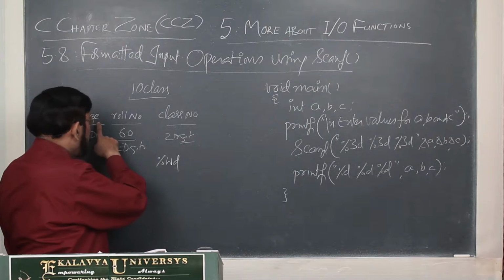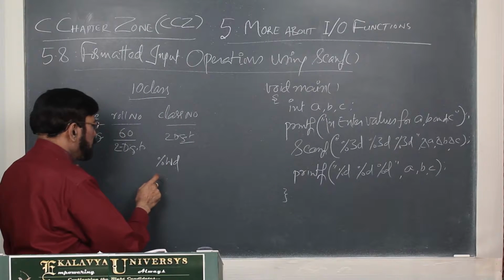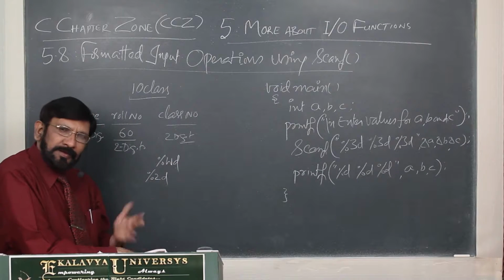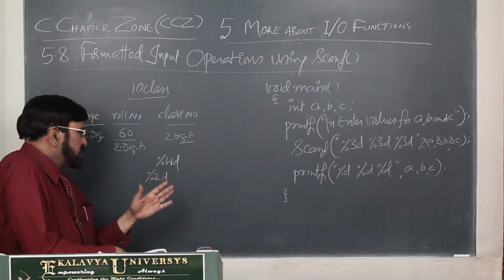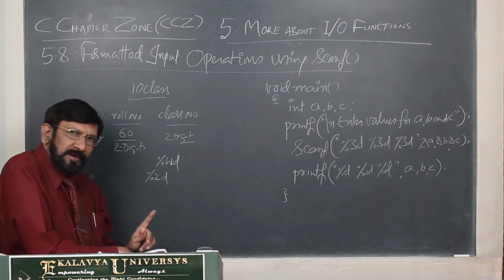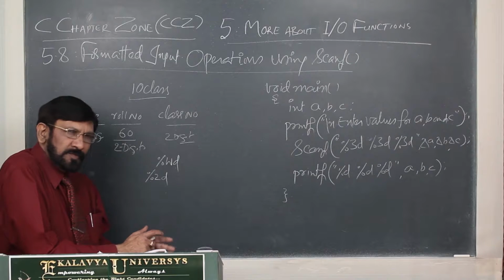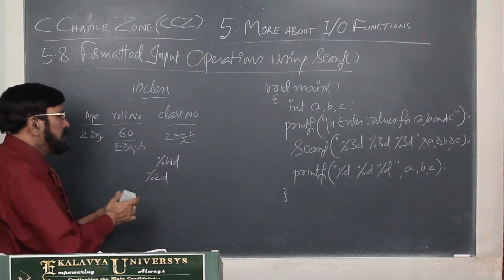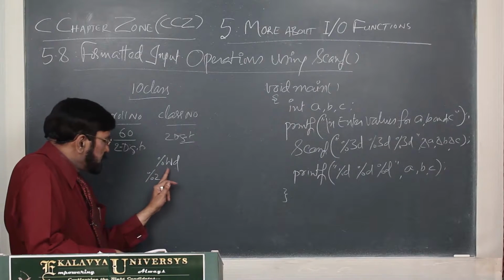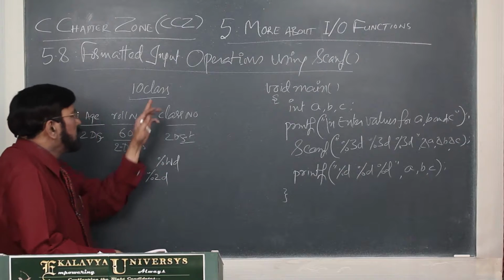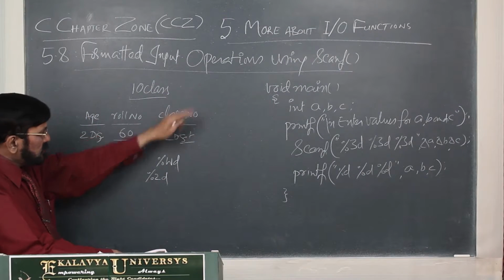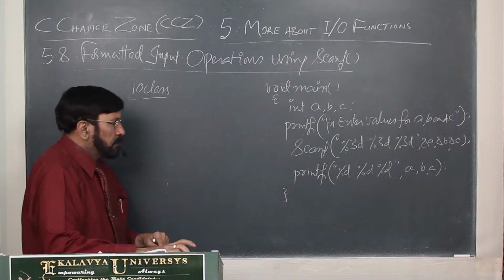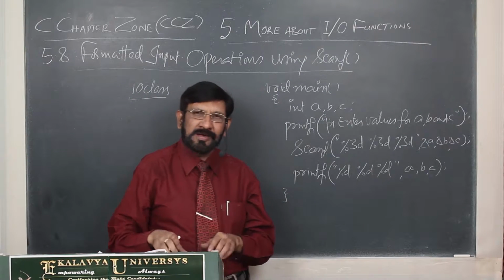In this case, for age, roll number and class number, how do you write? %2d. That means it may be 1 digit or 2 digits. It will never be 3 digits. If you enter 3 digits, certain problems will occur, which you have to understand practically. This is the purpose of inserting a width specifier in the conversion specifiers of scanf. So now let us see this program, by which you can easily understand this concept.